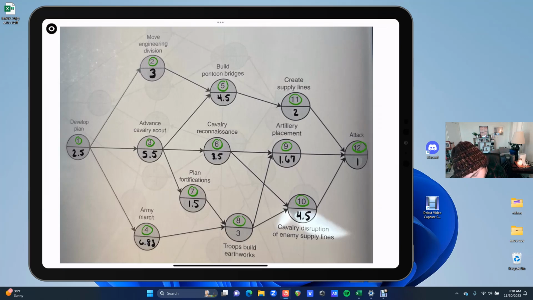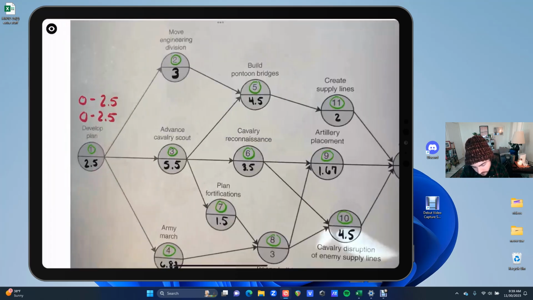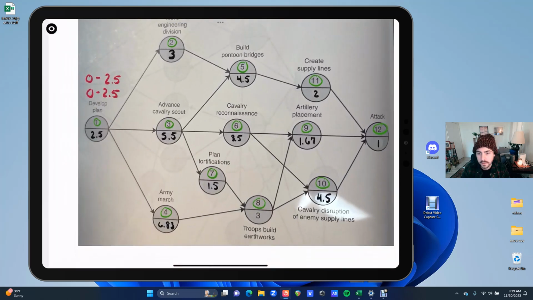Now we're going to do the earliest start and finish time, and latest start and finish time, for all of them. Typically you'll see it as 0 to 2.5. Since we're starting at time 0, and this is going to take roughly 2.5 units, days, so the first activity is going to take 0 to 2.5 days. It's the only thing we have to do right off the start, so we've got to knock it out. It's going to take 2.5 days.